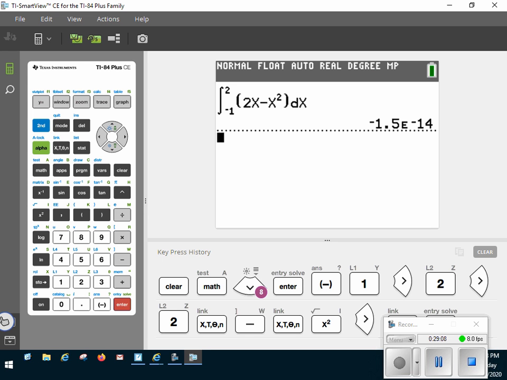It's math option 9. No, it truly is 0. Don't know what the calculator's doing, but that truly is 0. But that's math option 9 on your calculator.